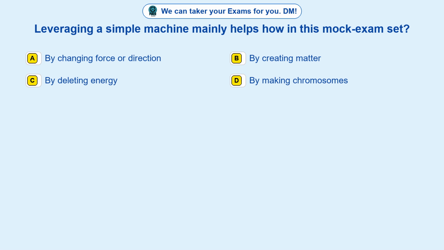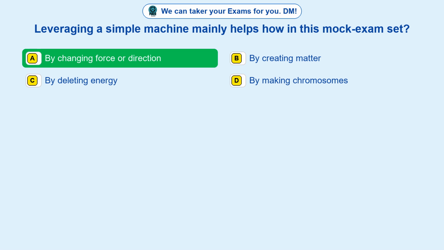Question 63. Leveraging a simple machine mainly helps how in this mock exam set? Option A, by changing force or direction. Option B, by creating matter. Option C, by deleting energy. Option D, by making chromosomes. The correct answer is option A.